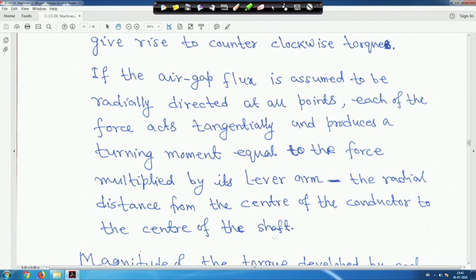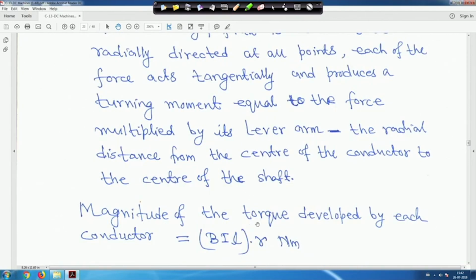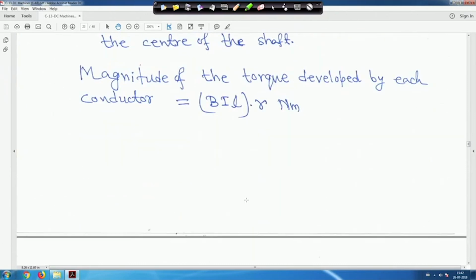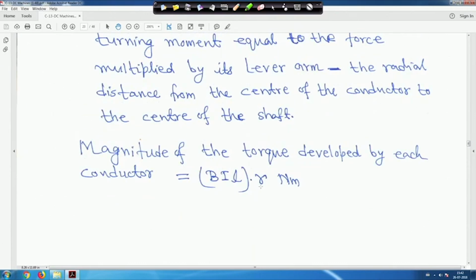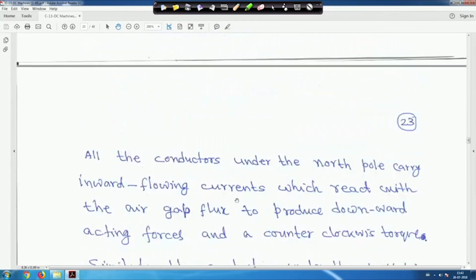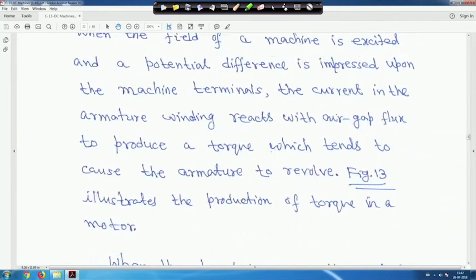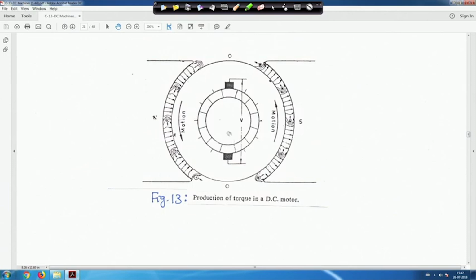This way we know the force equation, we know the EMF equation, right, everything we know. Therefore, the magnitude of the torque developed by each conductor will be BIL, this is the force, into R, in Newton meter, right. Where R is measured from the center; it is a cylindrical shape, not shown in this diagram, and it is measured from the center to that part, right. So, it is a radius.